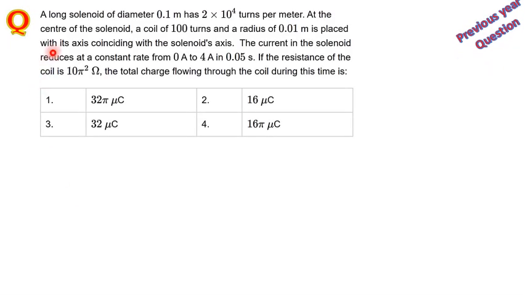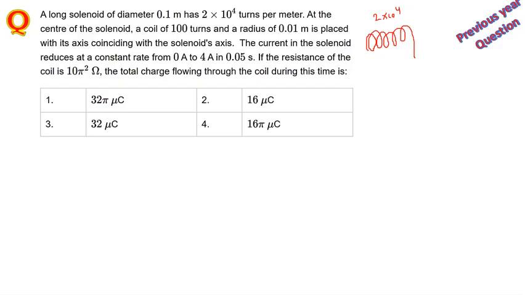The next important problem, a long solenoid, diameter they have given with the number of turns per meter. At the center of the solenoid, a coil of 100 turns, a radius of 0.01 meter is placed with its axis coinciding with the solenoid. See this one, solenoid I just mentioned here. See one long solenoid here. So I just mentioned like this, one long solenoid which is having number of turns 2 into 10 power 4. See another one more solenoid they have mentioned here.